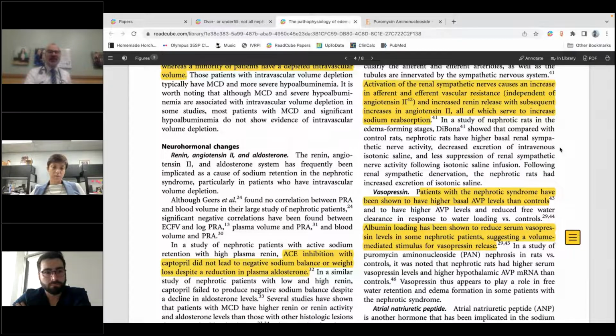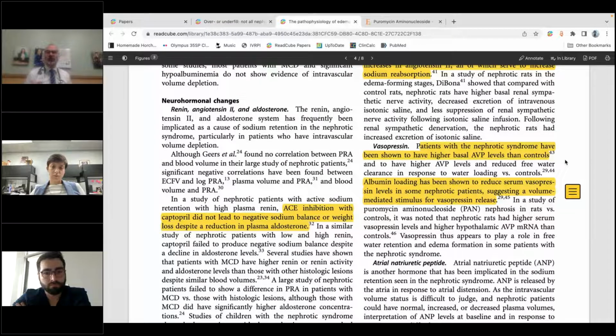And then we get to ADH, that patients with nephrotic syndrome have higher ADH levels than controls. And if they were underfilled and had hypovolemia, then they should have a stimulus for ADH, because their baroreceptors would see that there's decreased stretch, decreased pressure, and that's going to stimulate the release of ADH to pull in water.